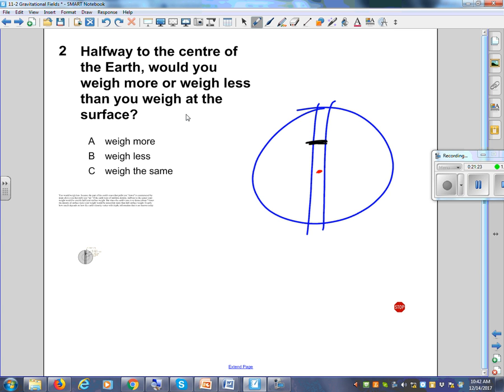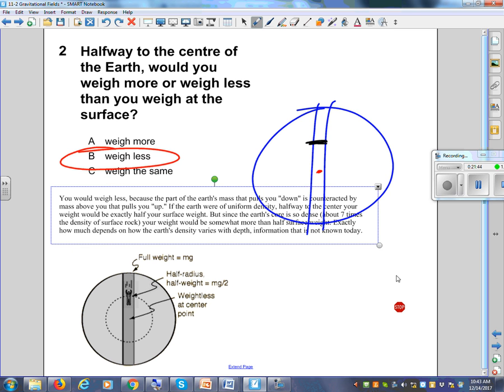Several. How many people say C, weigh the same? A couple of brave people, 3 brave people. The answer is D, you would weigh less. How come? As you go down, the gravitational field strength actually decreases because there's Earth above you pulling you up.